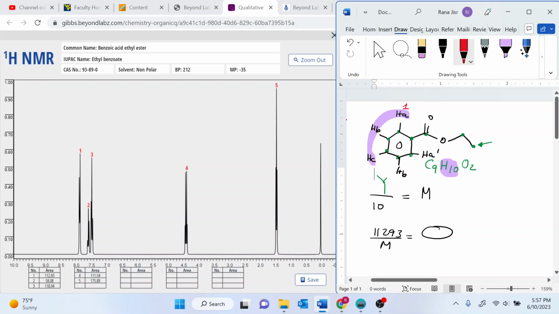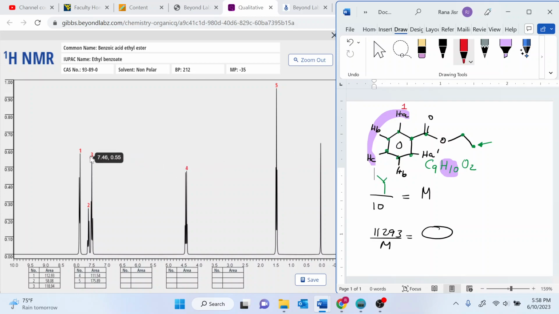Please keep the same numbering in there. And then now proton B corresponds to 2 hydrogens in there, and it's the same intensity as proton A, which is 1.